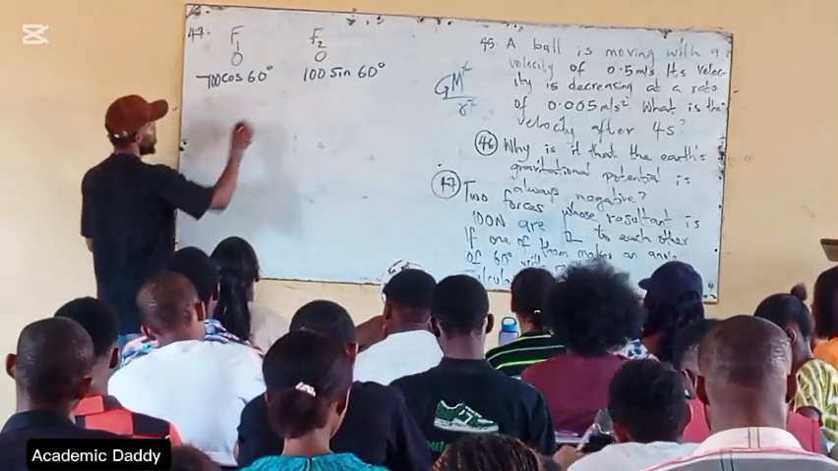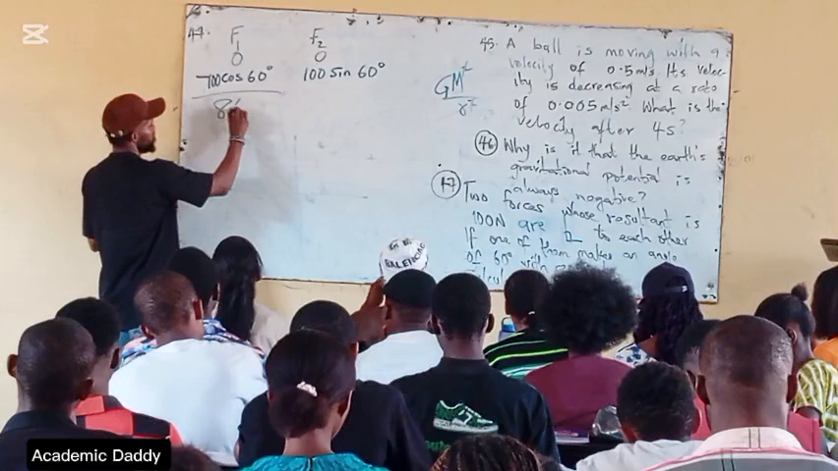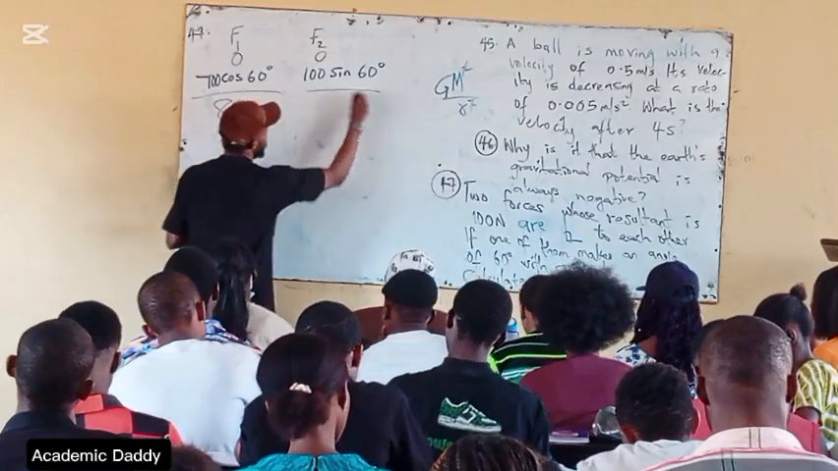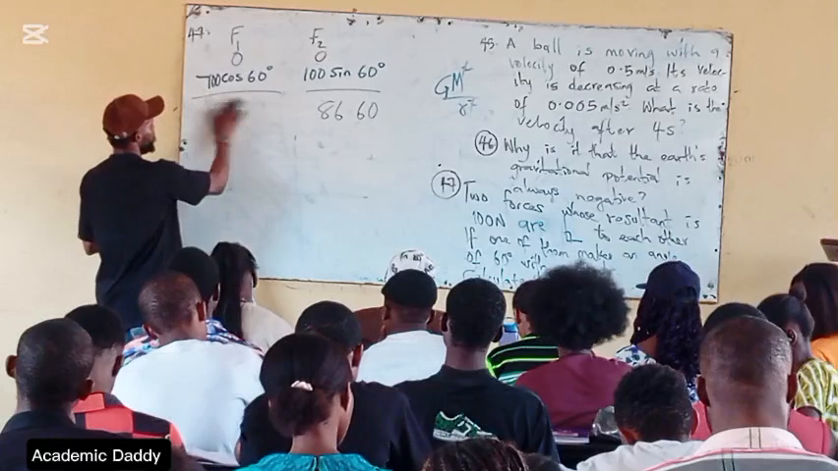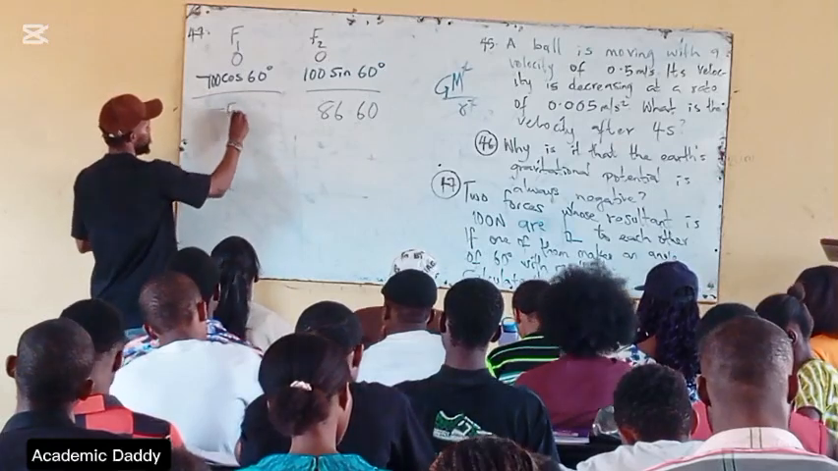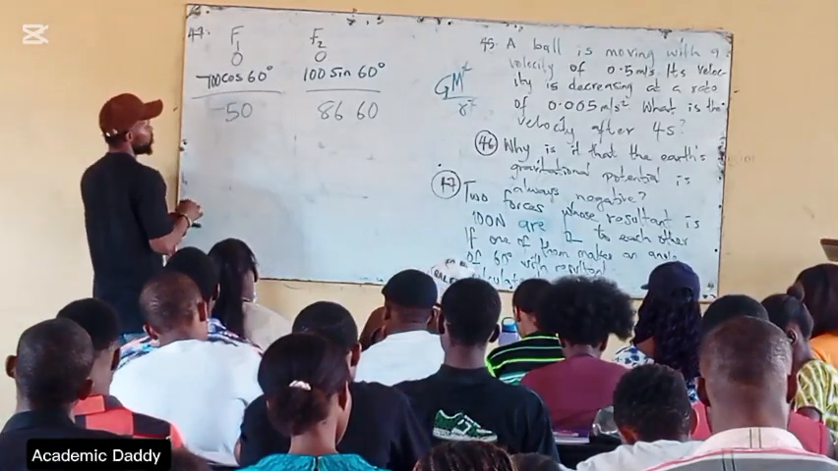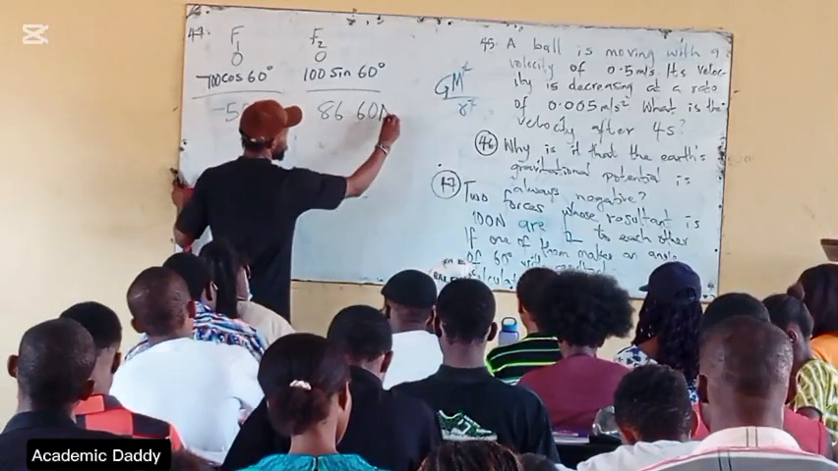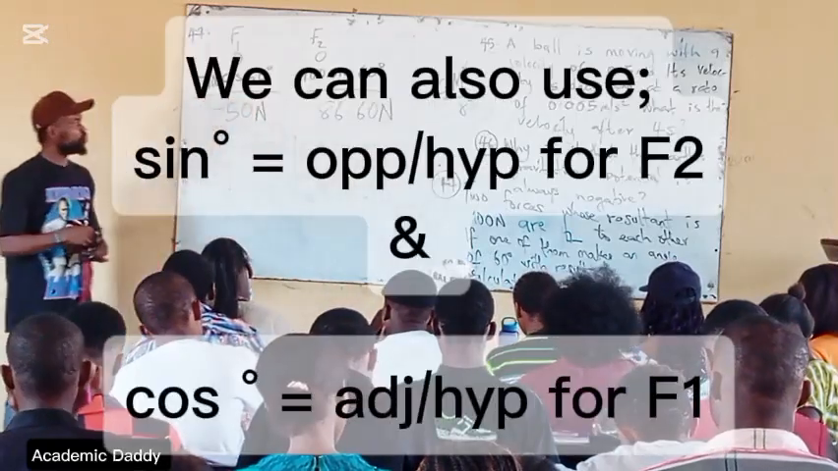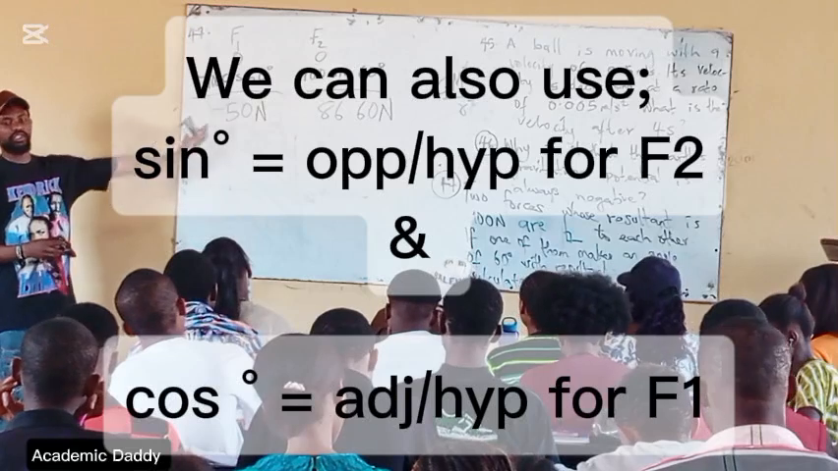86.60. This is minus 50. So you see that, and notice that this is going to be in Newton, and this is going to be in Newton. So their individual magnitude is just this.